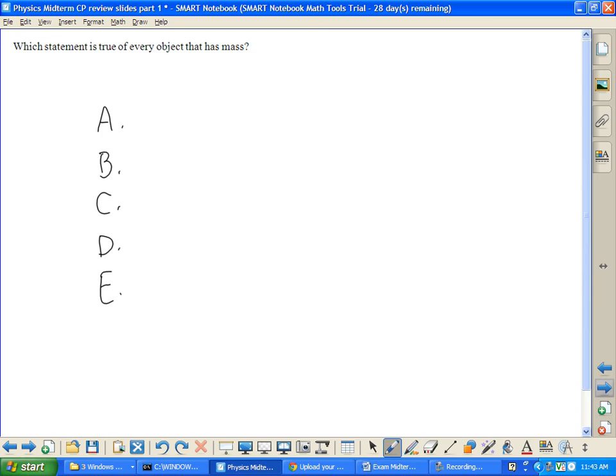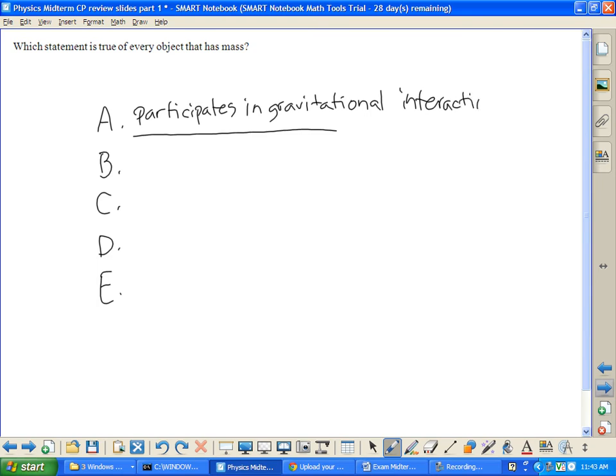So let's see. What's something that's going to be true? It is affected by gravity. No, a force can be exerted on it. I'll say this: participates in gravitational interactions. That is true. It takes up space. That doesn't have to do with physics. Now, what does that mean, participates in gravitational interactions? Gravity pulls down on it. No, gravity doesn't pull on it, the Earth pulls on it. Okay.